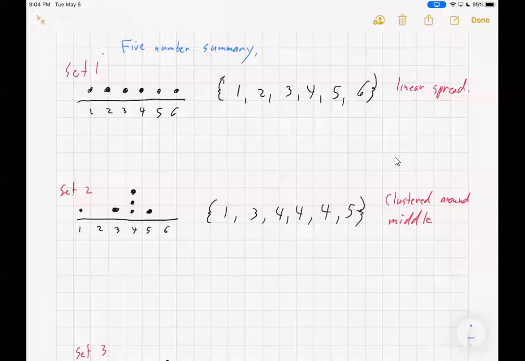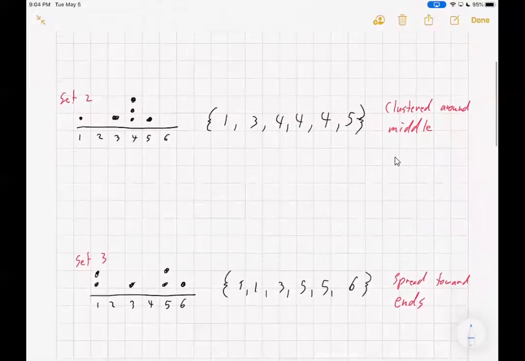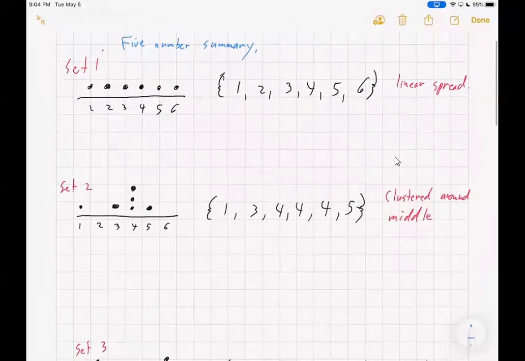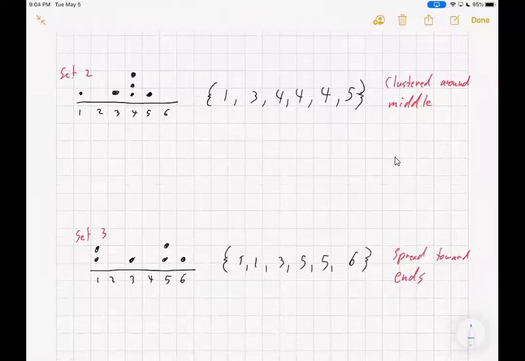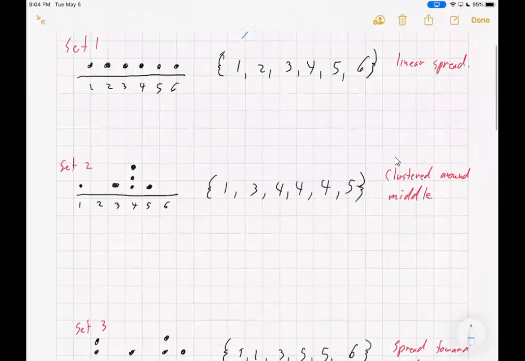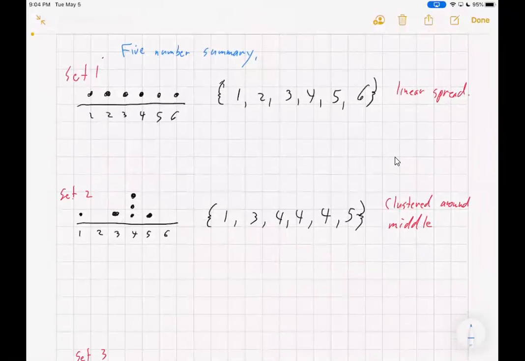Okay, so we talked about the standard deviation as a measure of spread of data for these three data sets, where we have one that's spread linearly, one that's clustered in the middle, and one that's sort of spread towards the ends. But there are other ways to describe this data. Okay, the 5-number summary is a very quick way, especially by hand, to describe a data set. All right, and this leads to illustrating it very nicely with a box and whisker plot.